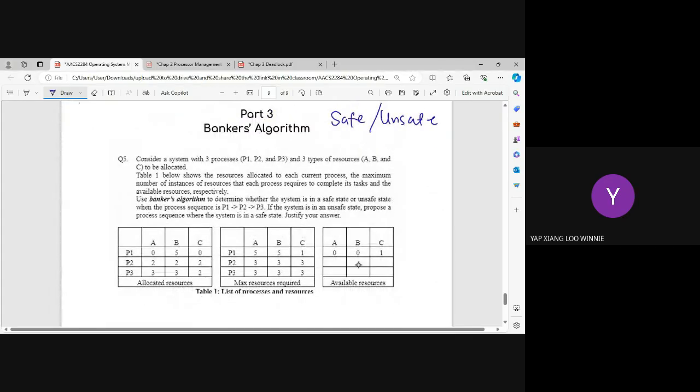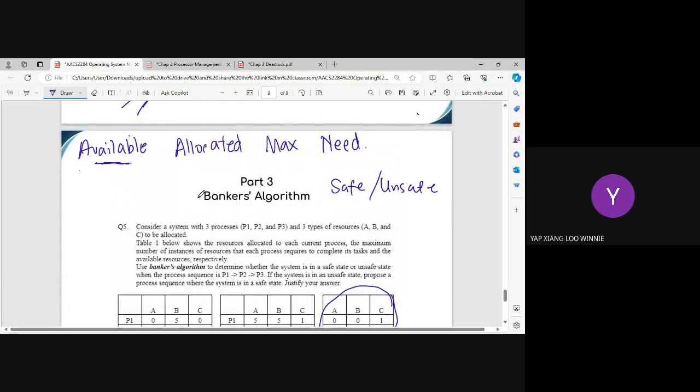Over here, you have the available resources. Available resources simply mean the resources that you have now that are not being used or occupied by any of the tasks or processes. Available is the resources that you are really owning now, that are not being used by any of the processes. That is called available.